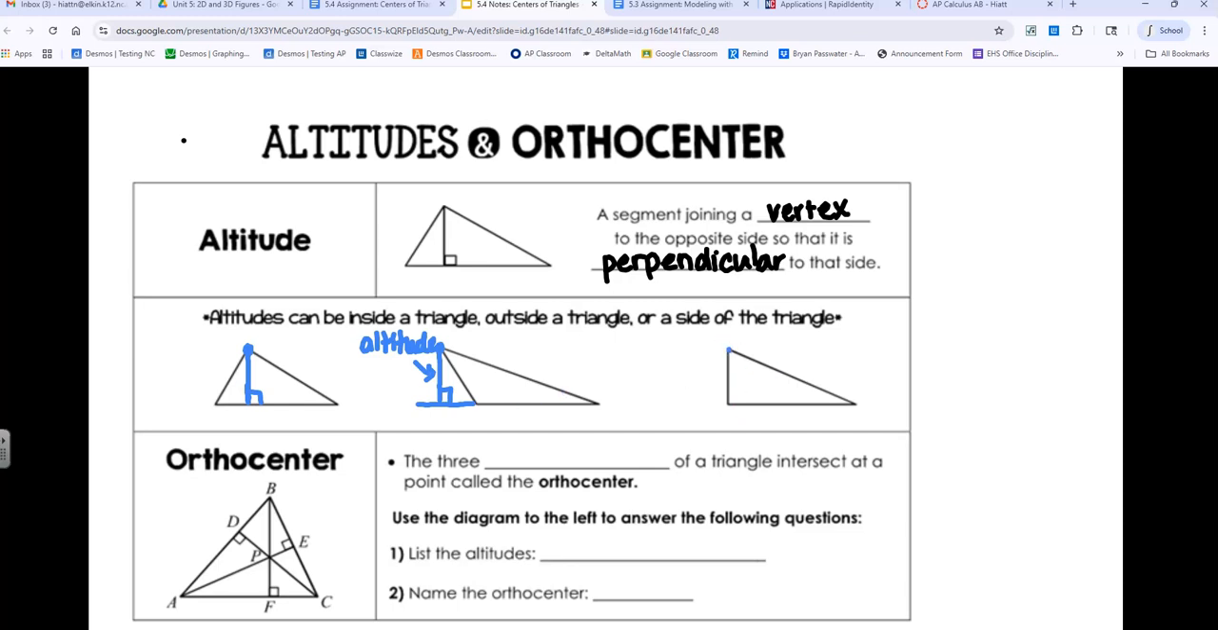And then the last possibility, if I look at an altitude for the last triangle, this is a right triangle. So if I drop an altitude down here, it is just one of the sides. So altitudes can be inside of a triangle, outside of a triangle, or actually be one of the sides of the triangle if you have a right triangle. Okay, the 3 altitudes of a triangle intersect at a point called the orthocenter.